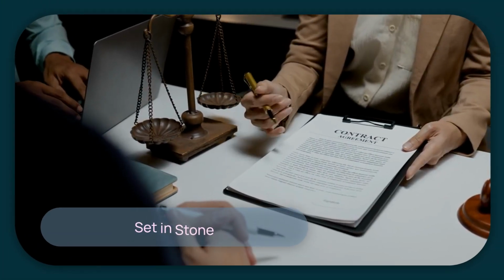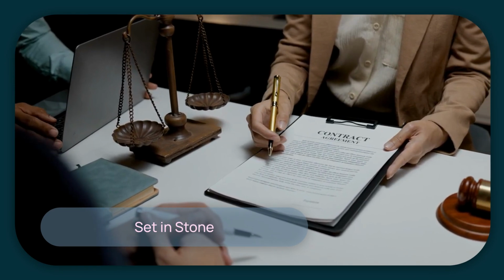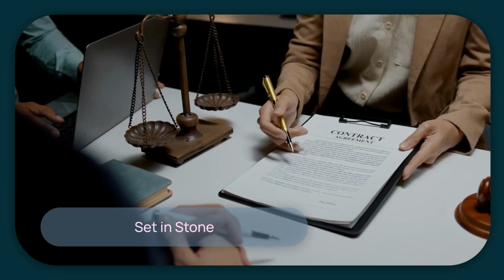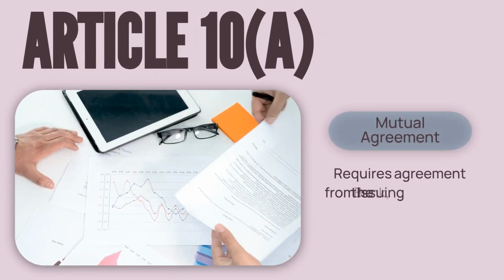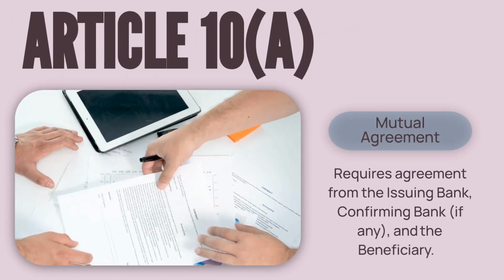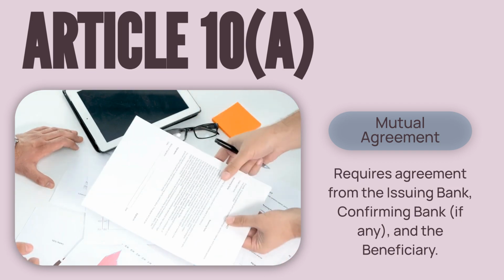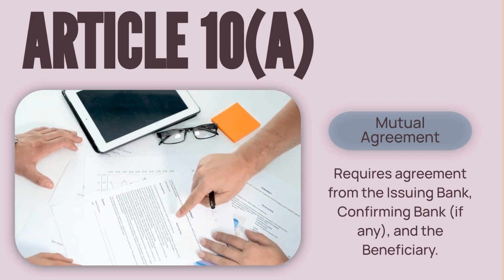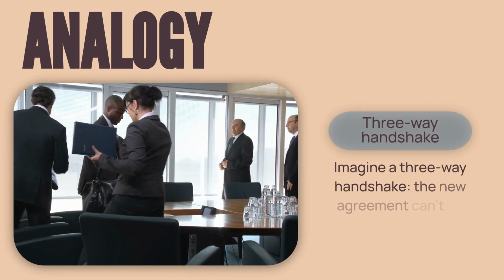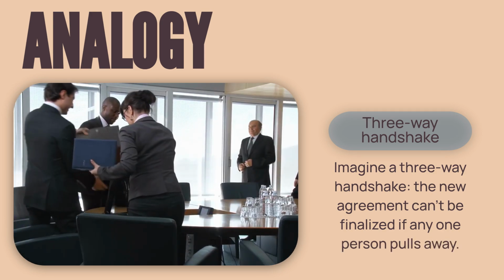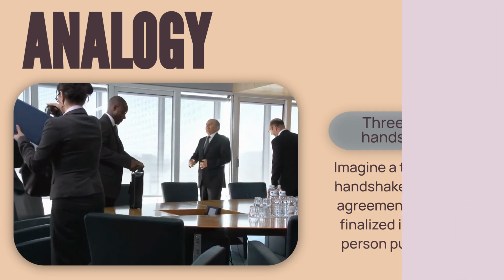The fundamental principle of an irrevocable letter of credit is that its terms are set in stone unless the key parties agree to a change. Under Article 10A, an LC cannot be amended or canceled without the express agreement of the issuing bank, the confirming bank, and the beneficiary. Think of it like a three-way handshake. If any of the three main parties pull their hand away, the new agreement simply cannot be finalized.